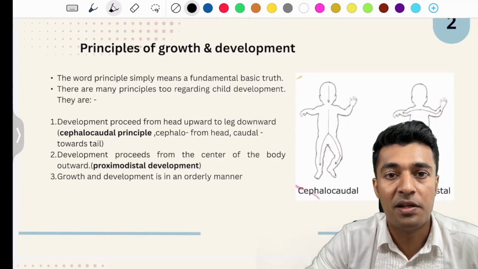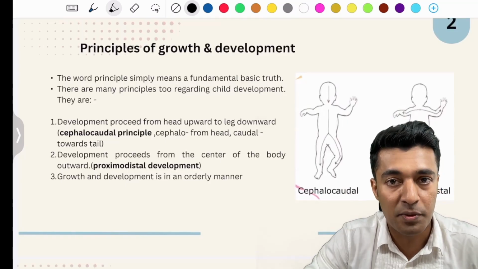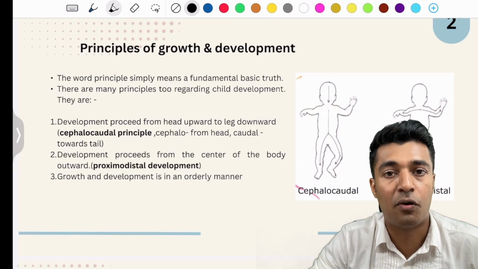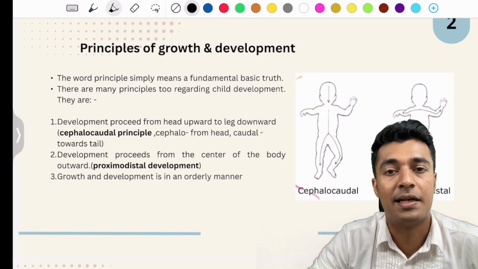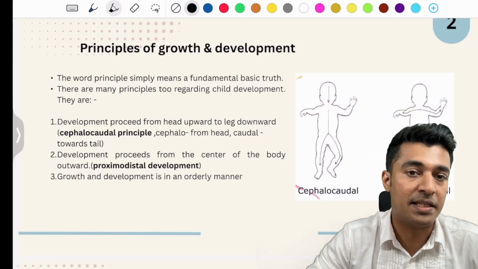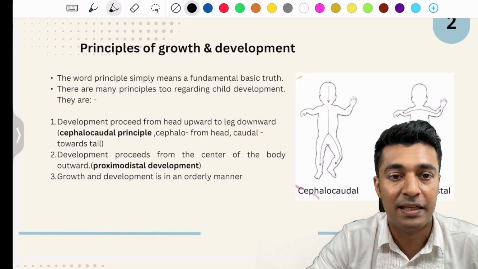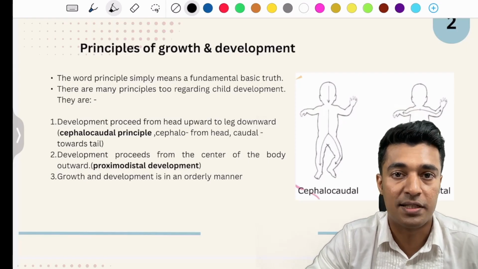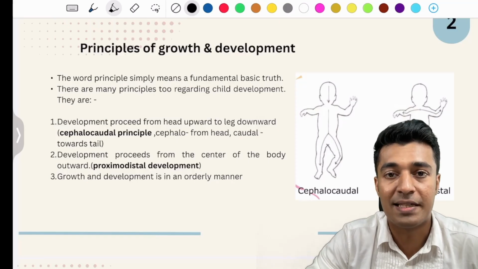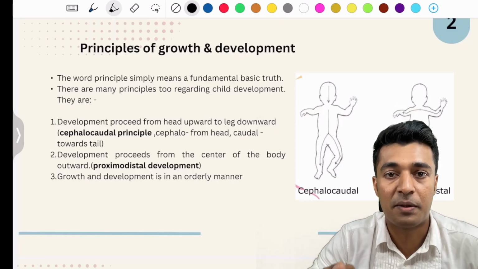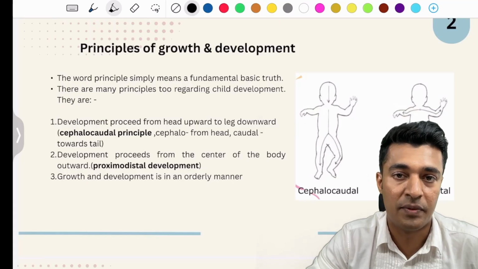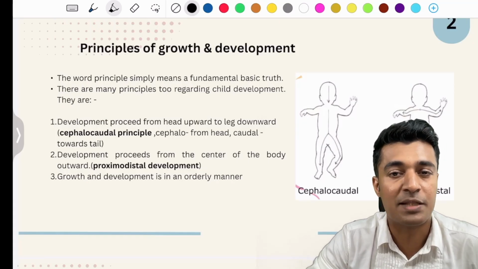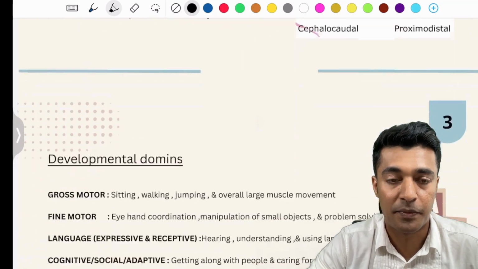Coming to the principles of growth and development, there are two principles involved, that is the cephalocaudal principle and the proximo-distal development. As the name suggests, in the cephalocaudal principle, the development proceeds from the head upward to the legs downwards. Whereas for the proximo-distal development, development proceeds from the center of the body outwards. Generally, growth and development takes place in an orderly manner.